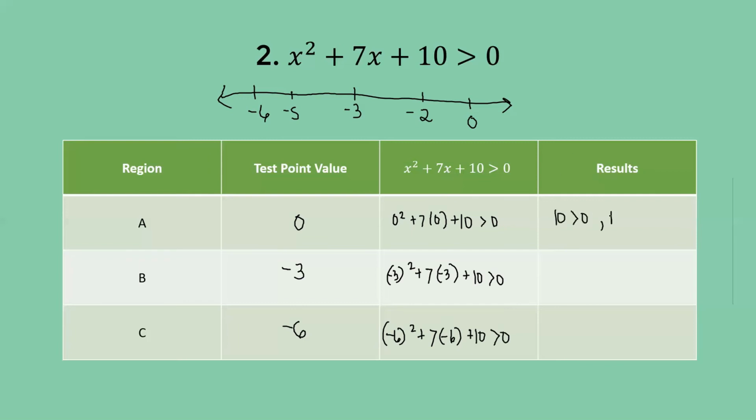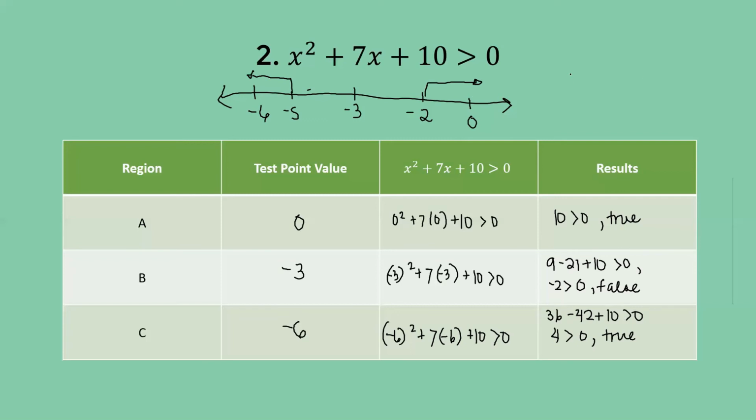Afterwards, we simplify them. For number 1, or letter A, it is true. For the next region, it is false. And for the last region, it is true. Therefore, the values of x should not be in the middle. That is why we have x should be greater than negative 2 or x should be less than negative 5.